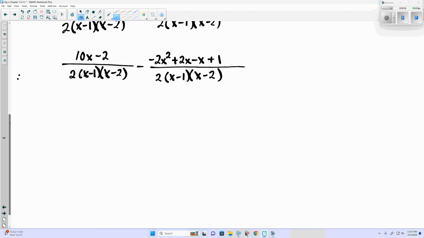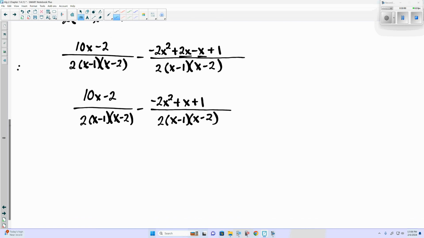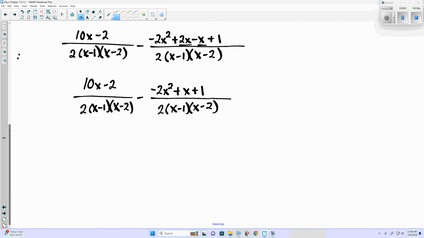Now at this point here, we can combine like terms. We won't have any like terms on the left-hand side. If we did, we would have already combined them. But the numerator on the right-hand side, negative 2x squared, does not have any like terms. Our 2x minus x is going to become plus x, plus 1. Questions on any of this so far?